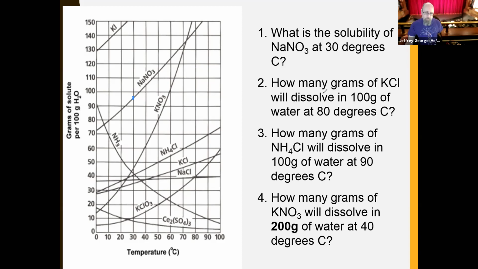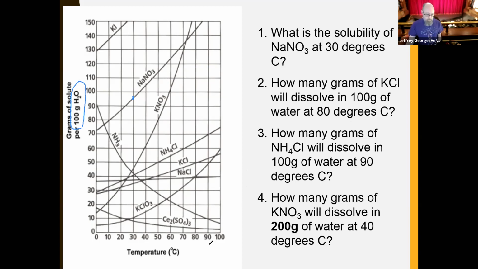Number 2, talking about KCl. Notice it says will dissolve in 100 grams. So that's a distraction in there. You don't need that number. The amount of water is just telling you that it matches what's on the graph. So that's all that means, that we have the standard amount of water. Now, the only time that's important is if you have a different amount of water, which we do down in number 4. So we'll come to that. But if I have the standard amount, I can ignore that. All that matters is the temperature.